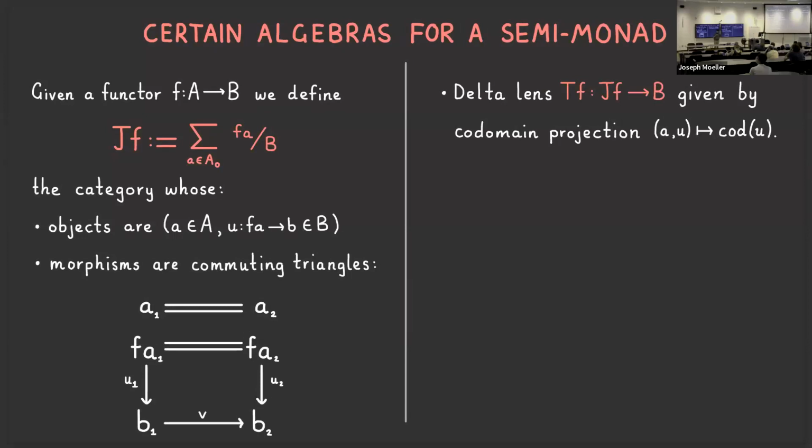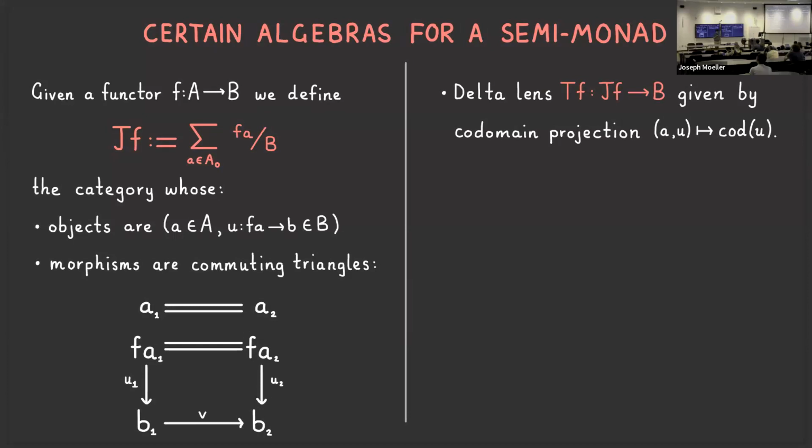And there's a canonical functor from this category to B, the codomain of the functor we start with, which is just given by codomain projection. So it takes a pair A, U to the codomain of the morphism U, and a triangle or a square like this to the morphism V. Okay, so it's just projecting.